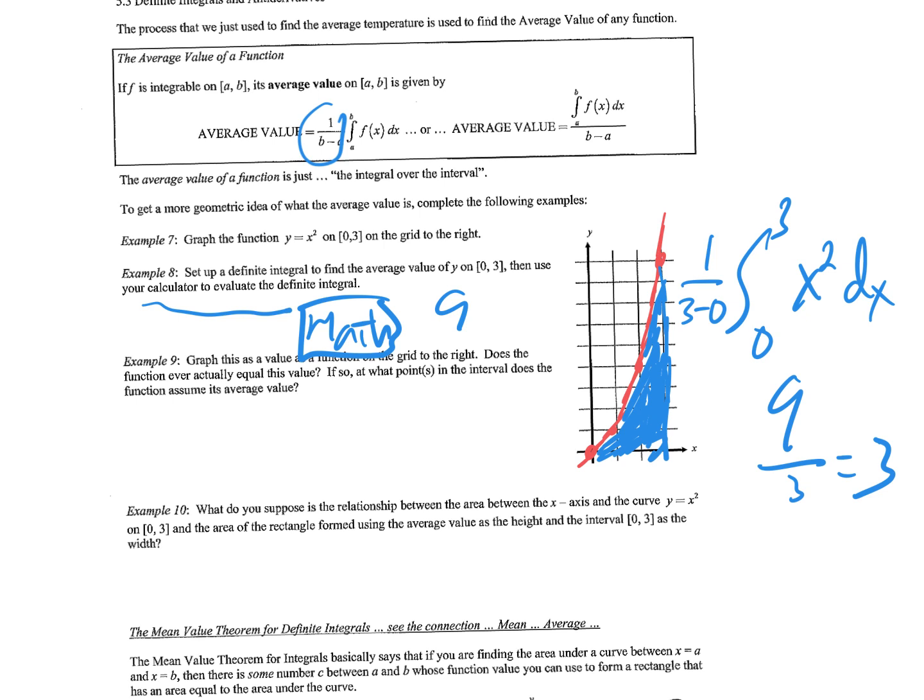In fact, I think once we get through this section, this 5.3 section. So does this function ever have that value? Well, let's see. Where is y equal to 3? It's right about there. So that's where it happens. At what point does it assume this average value? It looks like at about 1.5. The function has a value of 3.